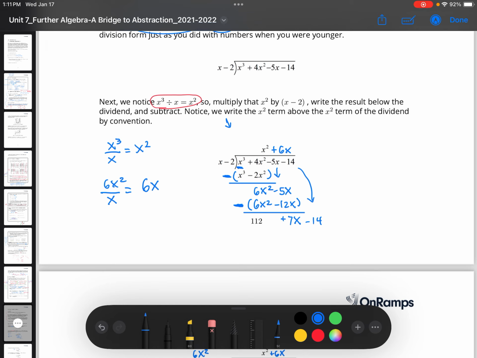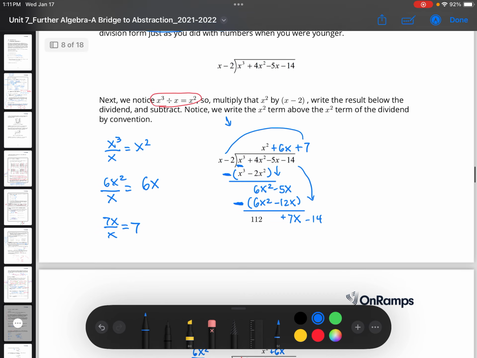We grab this leading term and divide it by the leading term in the divisor again. So that's going to give me a positive 7, so we write a plus 7 here. Then we distribute again. So we have 7 times x is 7x, and 7 times negative 2 is negative 14. Then we subtract. So the 7x's cancel, and the 14s are also going to cancel. So I end up with a remainder of 0.